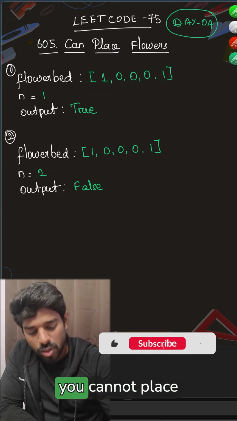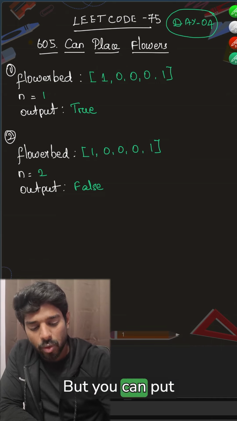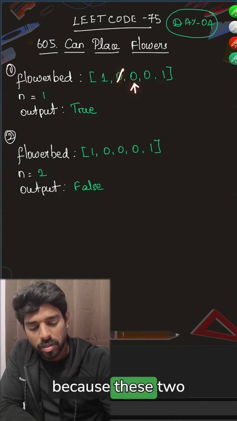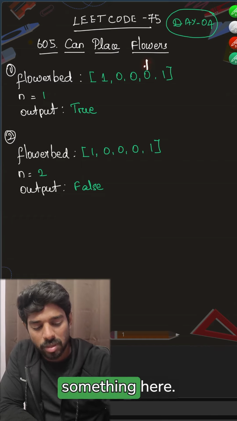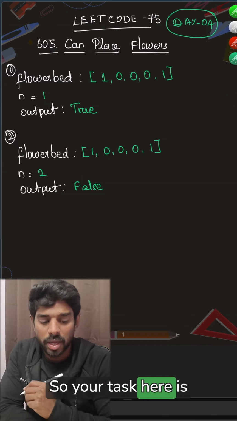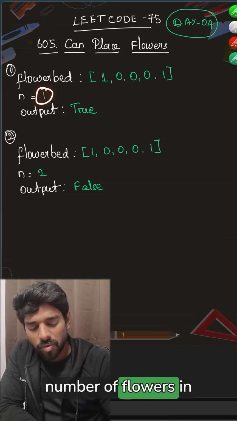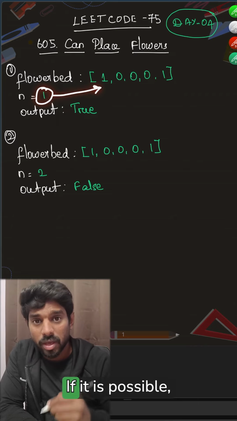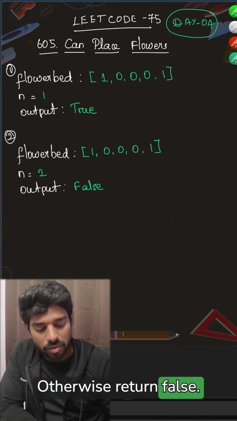In this case, you cannot place the flower here because there is already a flower to the left of that, but you can put a flower here because there are no flowers in both the places, but you cannot put something here. So your task here is you need to identify whether you can place this many flowers in this flower bed. If it is possible, return true, otherwise return false.